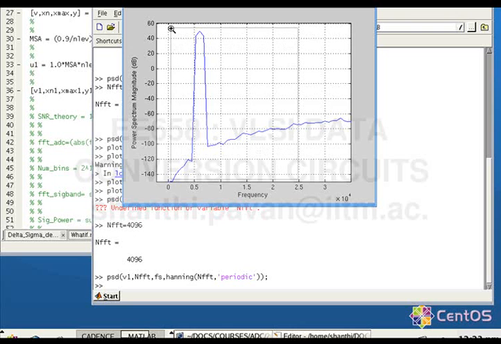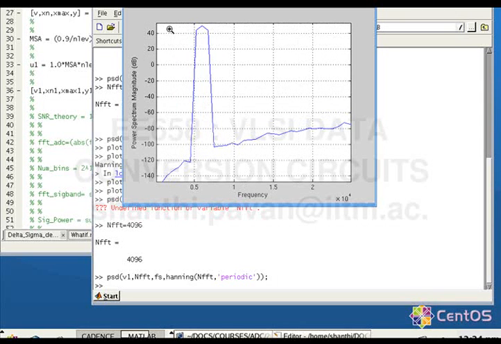No, PSD, because the record length is very large, the PSD by definition will average out FFTs of many records.